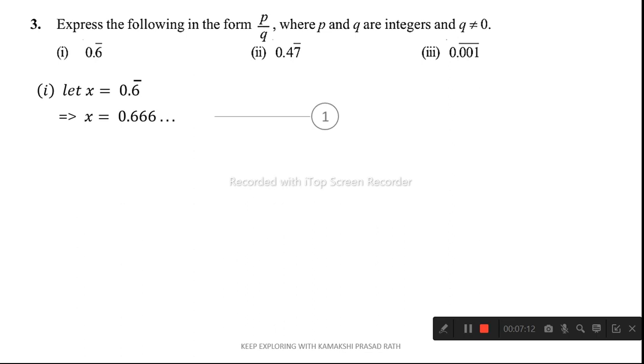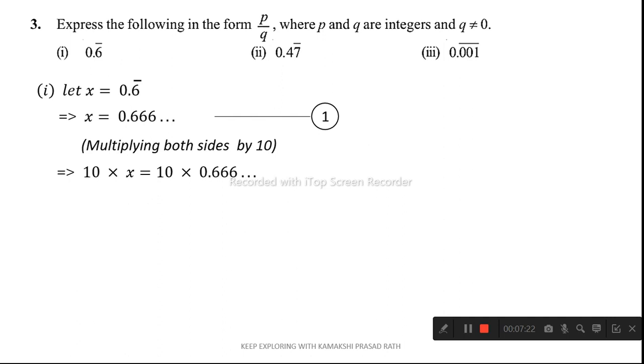So here x we can write as 0.666 and so on, because it is repeating. Let us take it as equation 1. Now we'll multiply both sides by 10. Now when we multiply both sides by 10, what do we get? So 10x becomes equal to 6.666 and so on, because when you multiply by 10, the decimal point has to move one step to the right. So we get 6 point 666 and so on. However many times we want, we can write it there. So this becomes our equation 2.